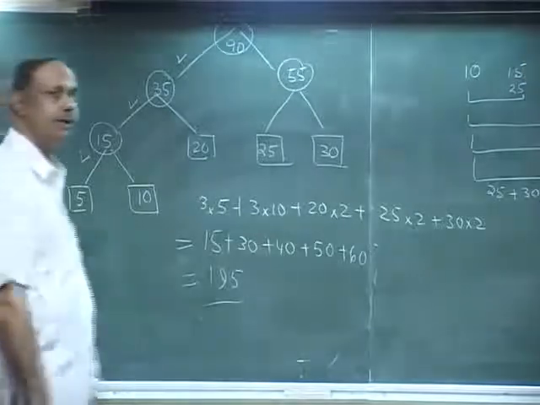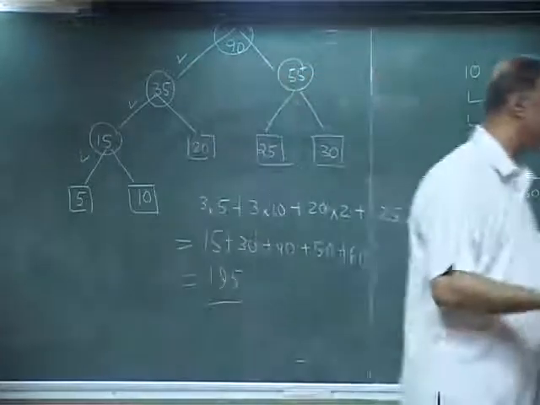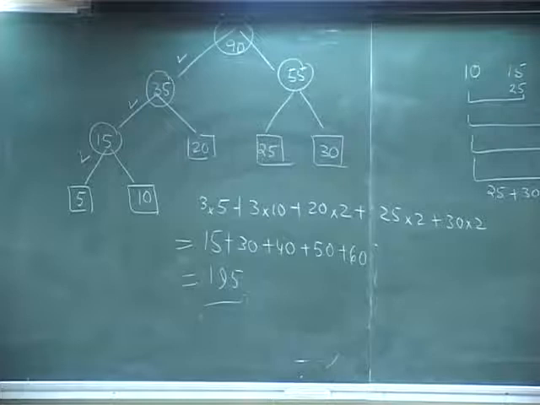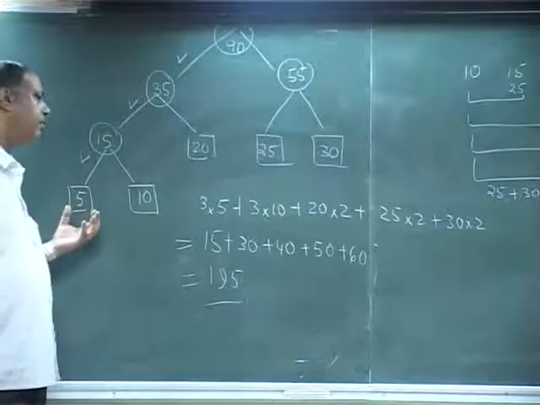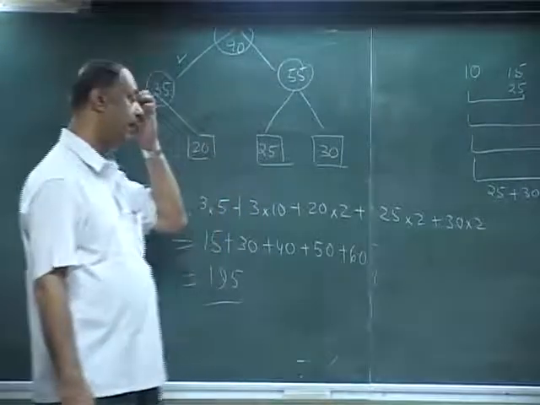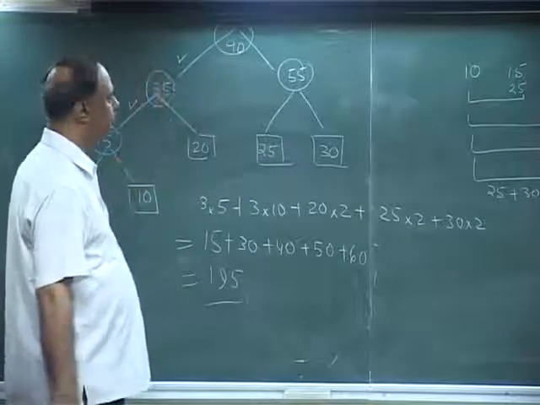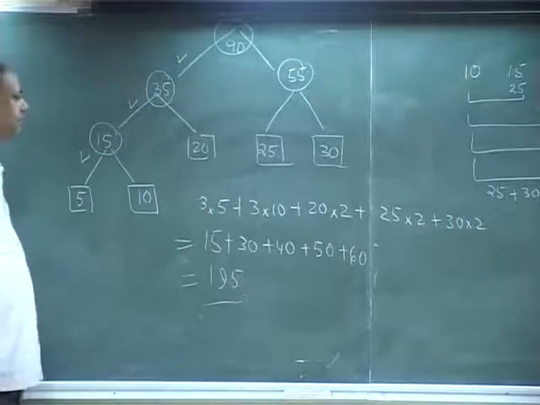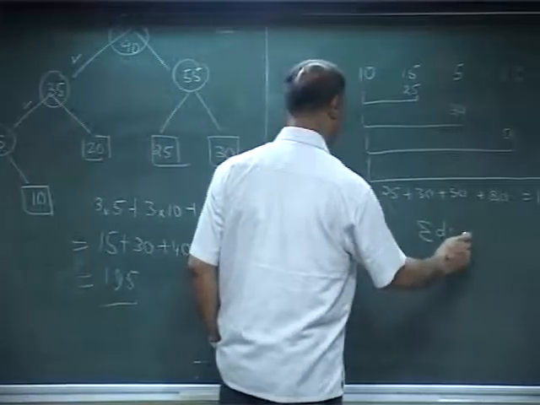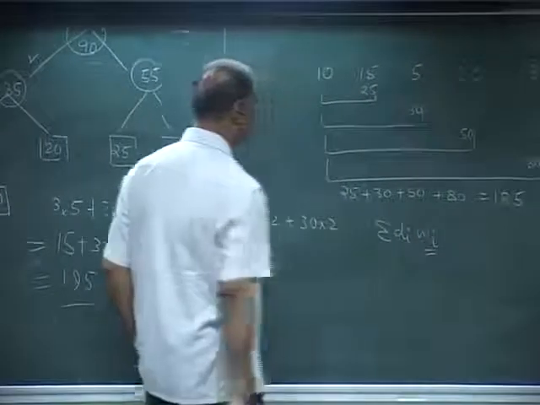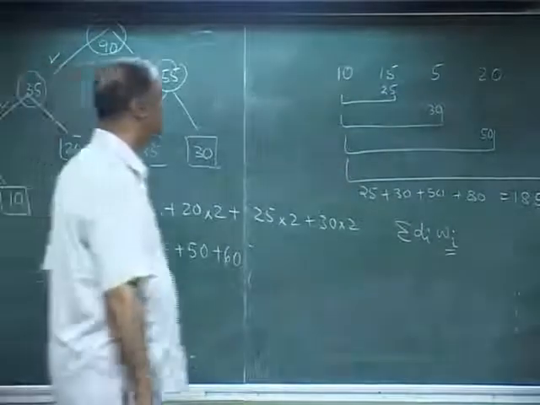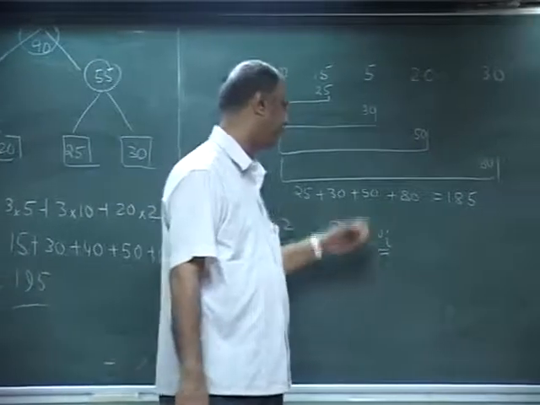So what you have done here: first, you have picked up the two files smallest in size at the bottommost level, and then you merge them, and you pick the two smallest files again, merge them, and so on. Okay? So the formula becomes di into wi, where wi is the number of records in the ith file, and di is the distance of the ith record from the root.